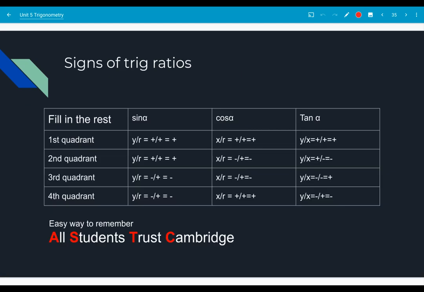Sorry about that. So signs of trig ratios. So sine, cosine, and tangent are positive or negative in different quadrants. So this chart spells out exactly how we get the positive and negative based on x, y, and r. But the easiest way to remember, there are different acronyms, but given that this is AICE class, I find this particular one the best. It is All Students Trust Cambridge.